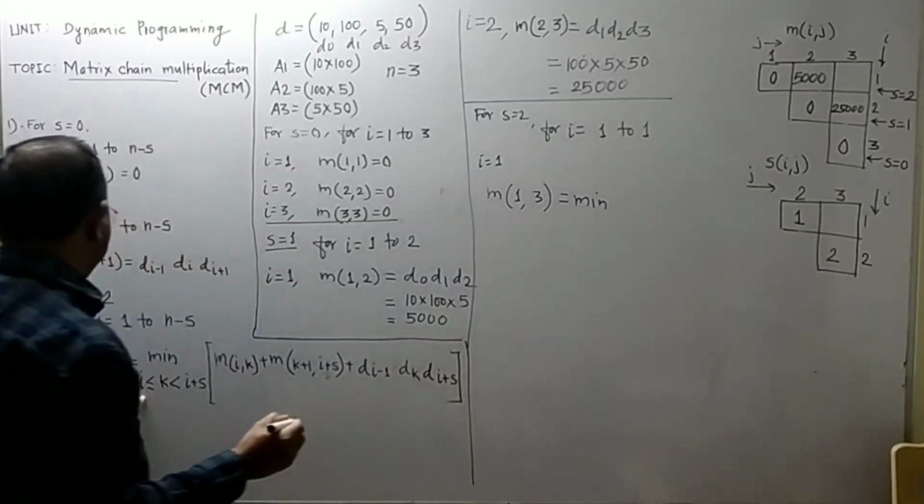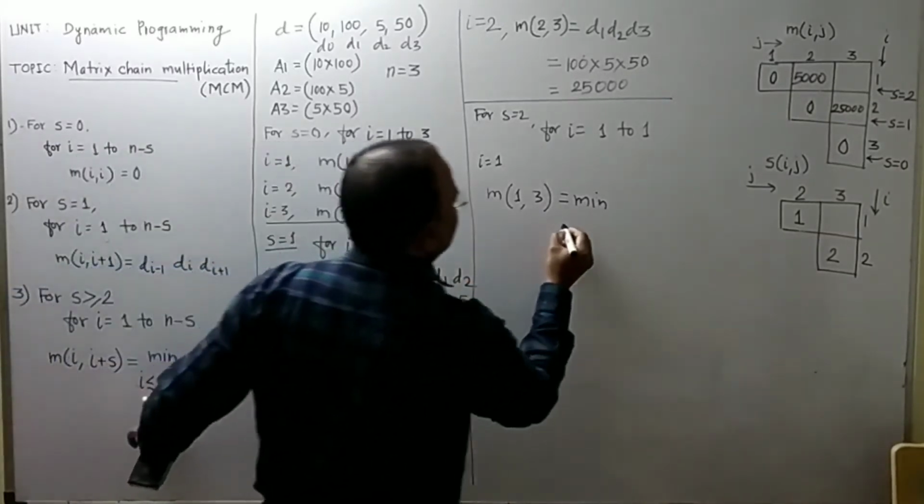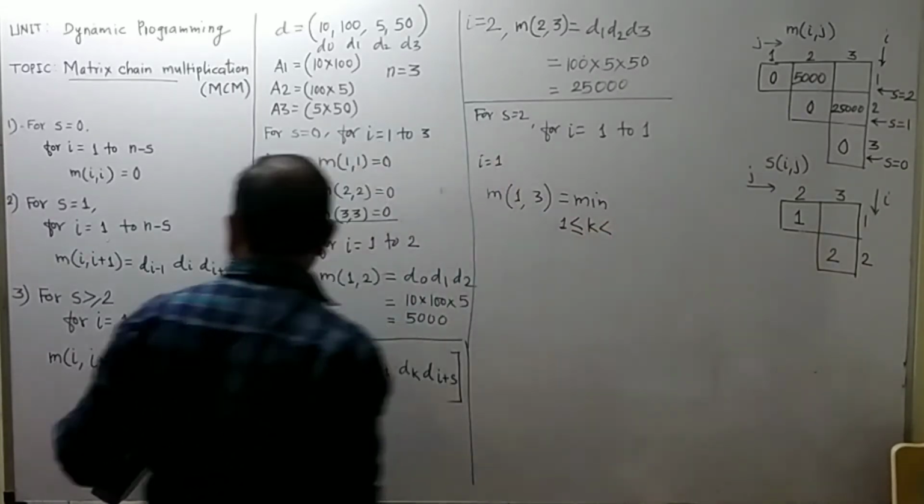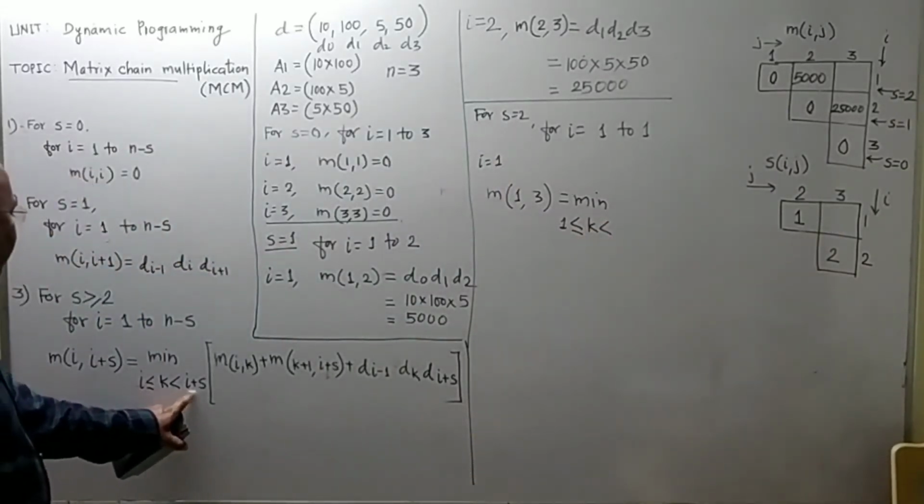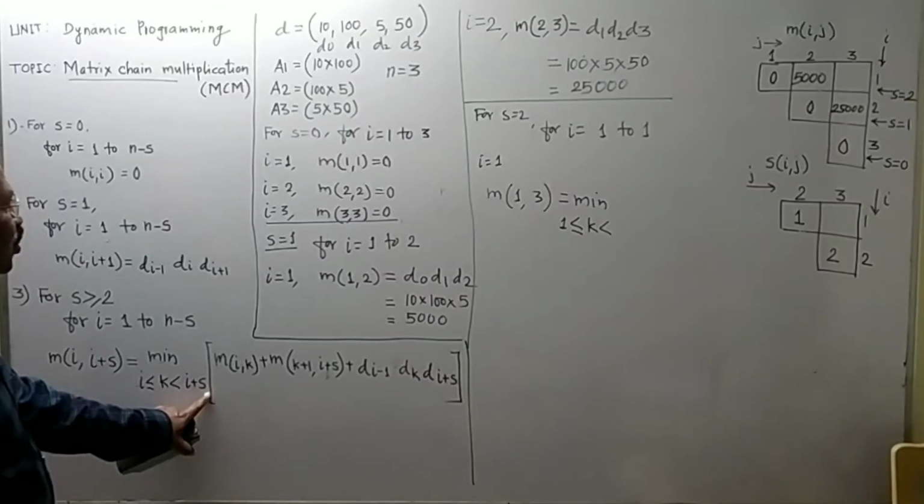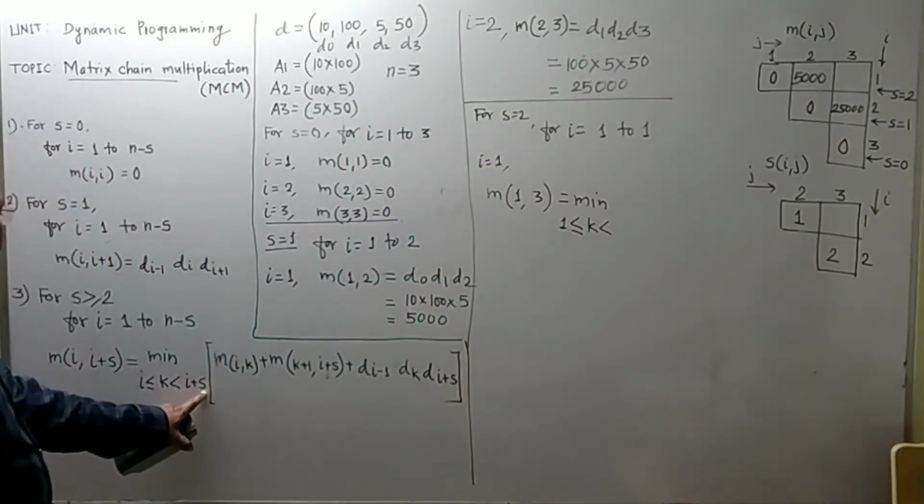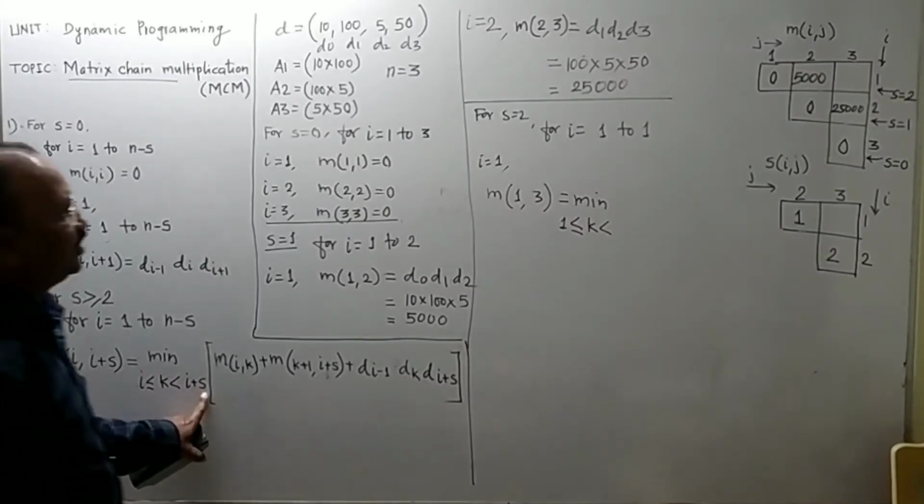Minimum value of i is 1, so i is less than or equal to k, less than i plus s. Here i plus s means 1 plus 2. The value of i is 1 and the value of s is 2, so 1 plus 2 is 3.